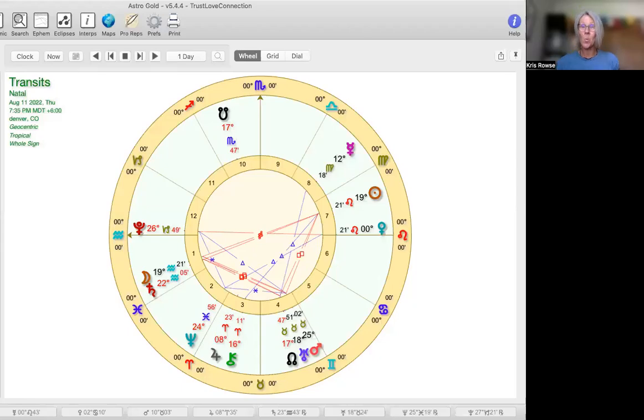Now we are entering week 3 of Leo season. This is from August 8th to August 14th. And the highlight of the week for me was to go to August 11th.